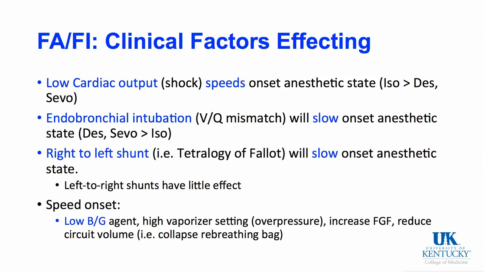So to speed the onset of the anesthetic state, we can choose a low blood gas agent like DES or SEVO as opposed to ISO. We can turn up our vaporizer setting, over pressurization it's called, increase our fresh gas flow, for example, from 1 liter per minute to 8 to 10 liters per minute. And there's some other things that we can do, like collapsing our rebreathing bag.